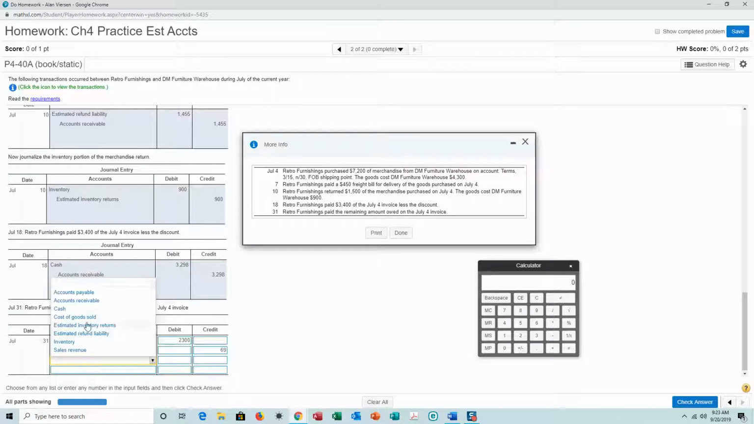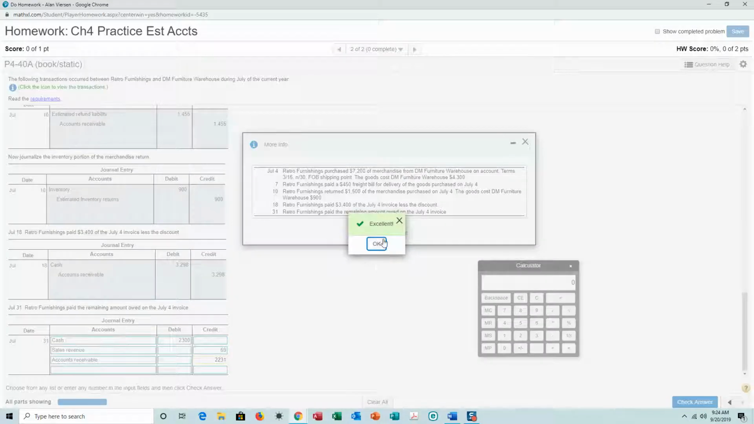And then the accounts receivable is just the mirror image of the accounts payable when we were the purchaser, but now we're the seller. So it's going to be the $2,231, which, if we go back and look at the accounts receivable, we'll be able to calculate without looking at the previous requirement.